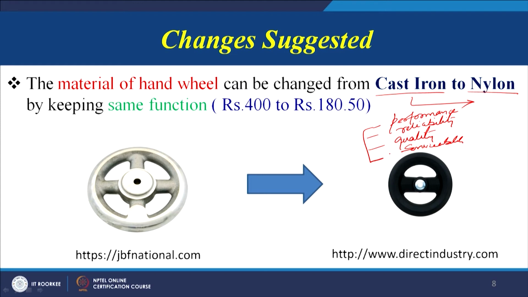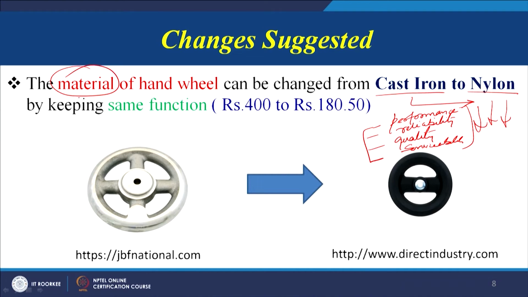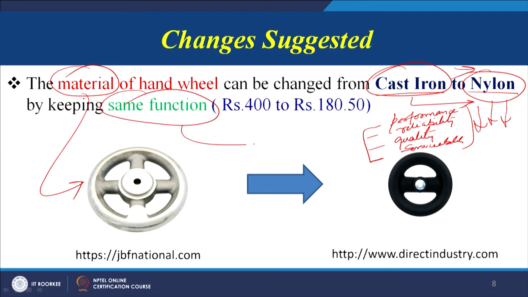So we can see that this list is an endless list. There can be a long list which has not to be compromised. So basically this change, what is being suggested, is that the material of this hand wheel can be changed from cast iron to nylon by keeping the same functions. So this function is this, that it should not compromise on any of these aspects.